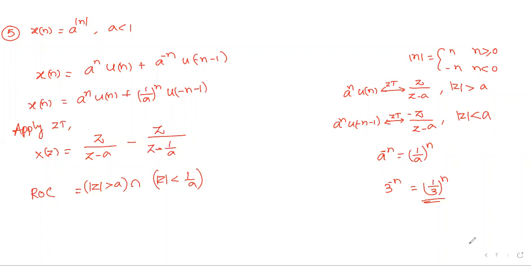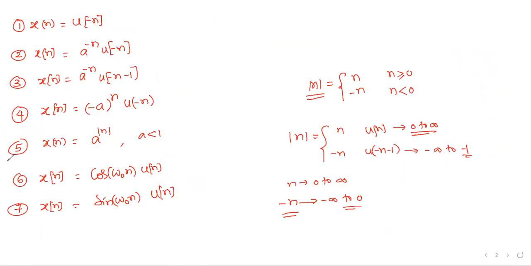Before going to the sixth problem, I will add one more question here. Here I will consider the sixth one: x of n is equal to an exponential term, e power j omega naught n into u of n. So this will be the seventh one, and this will be our eighth problem. Okay, so the sixth one is x of n equal to e power j omega naught n into u of n.